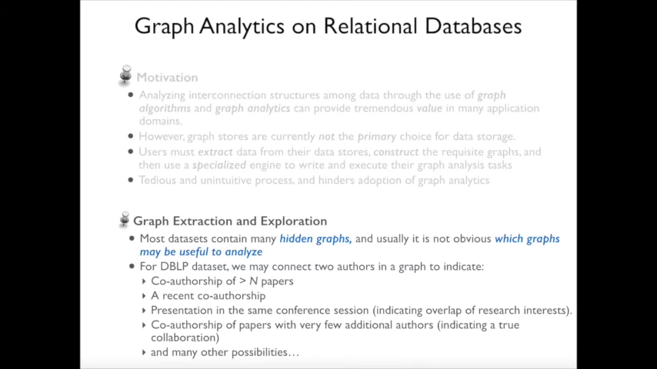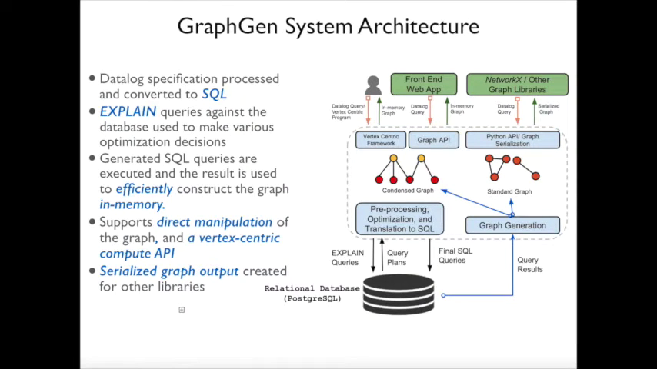Also, the average dataset can contain a large number of potential relationships between many of its attributes, and it is thus not always clear which of these hidden graphs may prove to be of value. For example, on a DBLP dataset of authors and publications, we can connect two authors if they've co-authored more than n papers together, or if they've had a recent co-authorship. All of this creates walls that clearly hinder the adoption of graph-based analyses on datasets where they could potentially provide great value.